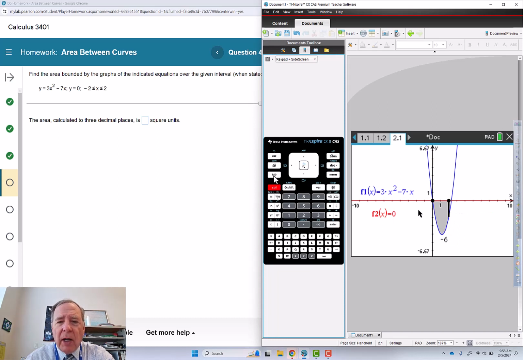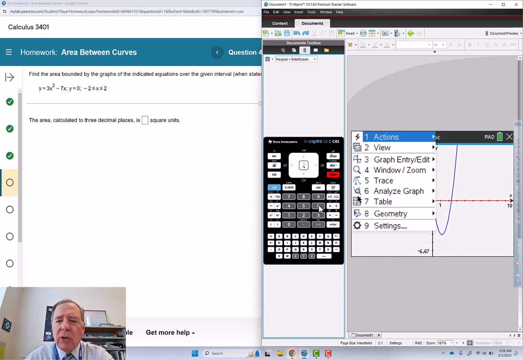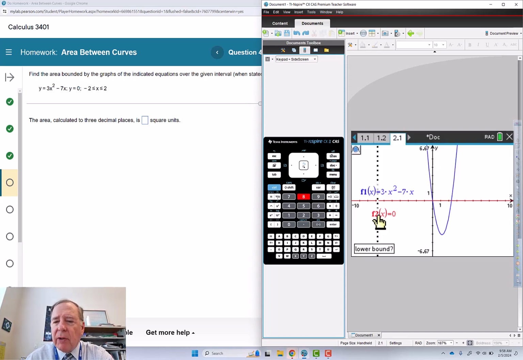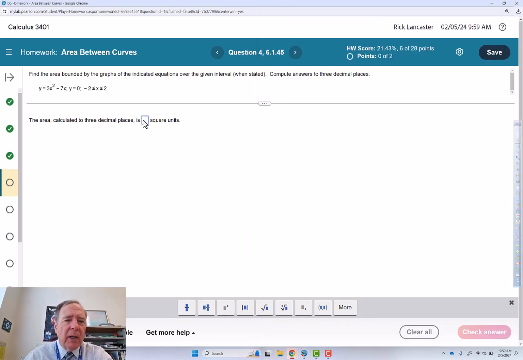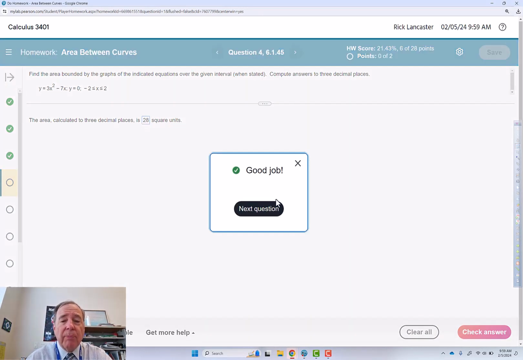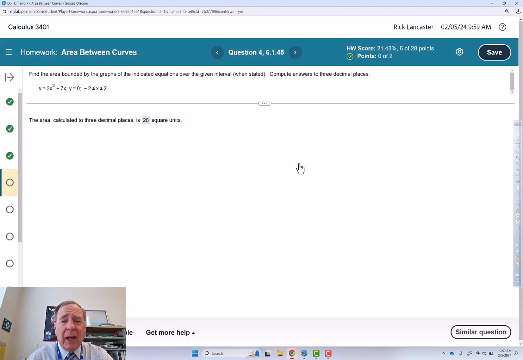So I'm going to go undo that, and we're going to do bounded area. Menu 6, 8 for bounded area. We're going -2 to +2. And I get a total area of 28. And I'm going to go ahead and put that in. I can't see all the way up, but I know the area is 28. So 28, enter to check answer. Good job. Now I'm going to just hit X, and I'm going to do this in the calculator page.